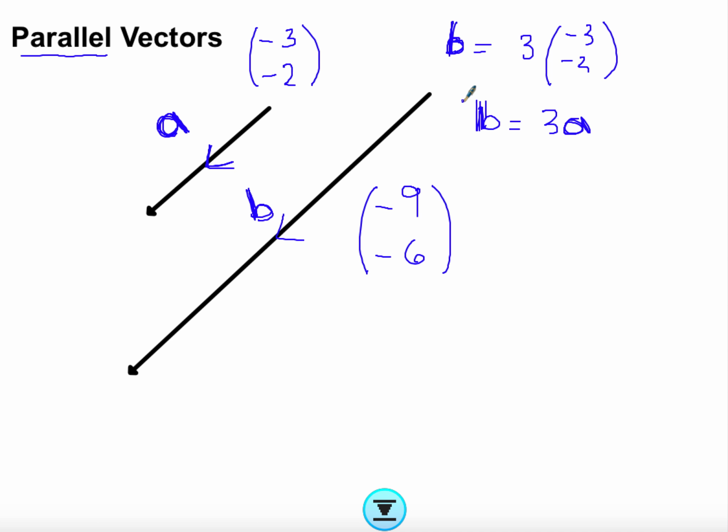It's just one is a multiple of the other. Not the same magnitude, but the same direction. So this is the point on parallel vectors. So you need to use all these facts on vectors that we've done just now to be able to solve any vector-related question, and this will especially help you for vector geometry, which is in another video.